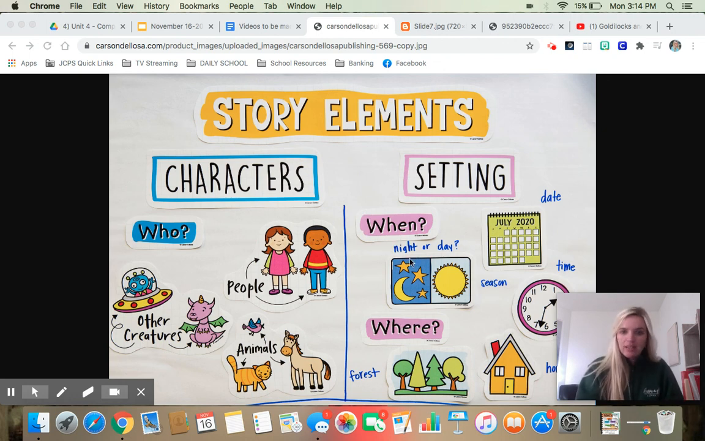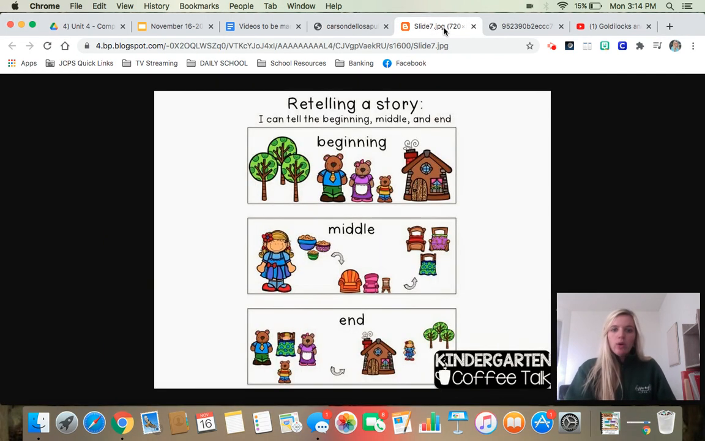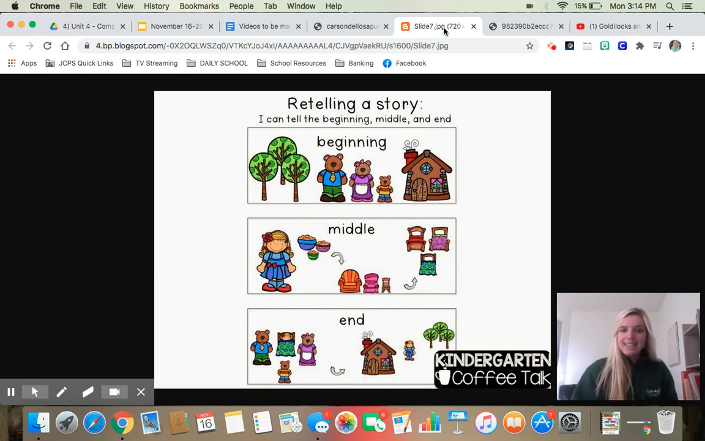So, when could be at night or in the day. It could be the date, like today is Wednesday, November 18th, or it could be what time it is. Like right now, it's probably about 9:20 a.m. And the setting also consists of where they are. So some examples are a forest or a house, maybe a school. Where are the characters? We also want to make sure that we know what beginning, middle, and end is.